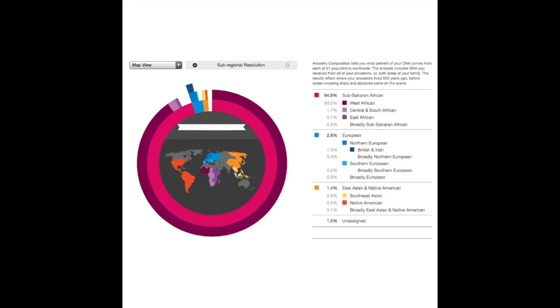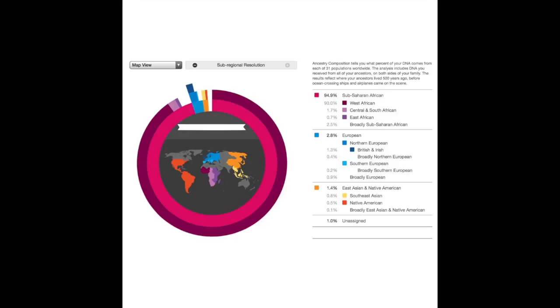As you see here on the screen, we have the ancestry composition, and on the sub-regional map view, we see that my cousin tested as 94.9% sub-Saharan African: 90% West African, 1.7% Central and South African, 0.7% East African, 2.5% broadly sub-Saharan African. You can see the European breakdown, 2.8%. Northern, there's 1.3 British and Irish, 0.4 broadly Northern European. As far as Southern European, they have 0.2% broadly Southern European and 0.9% broadly European.